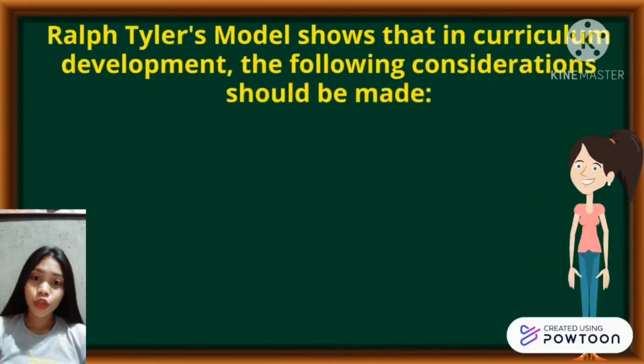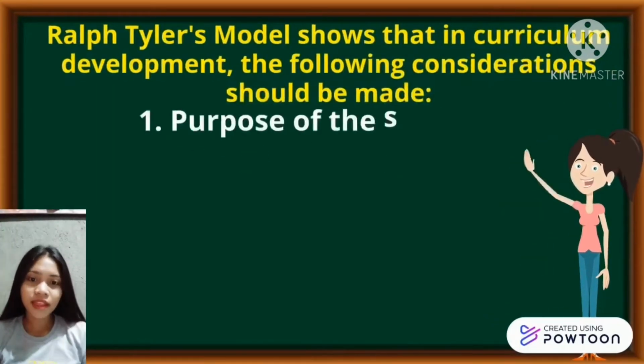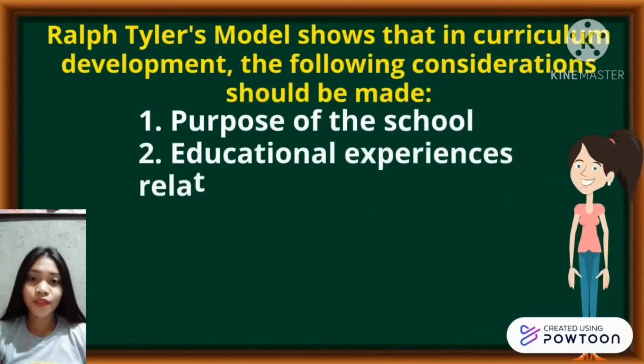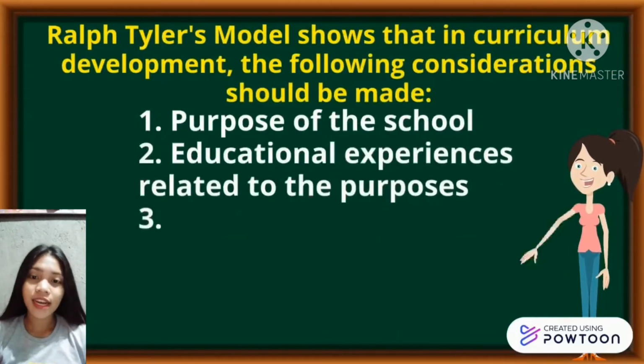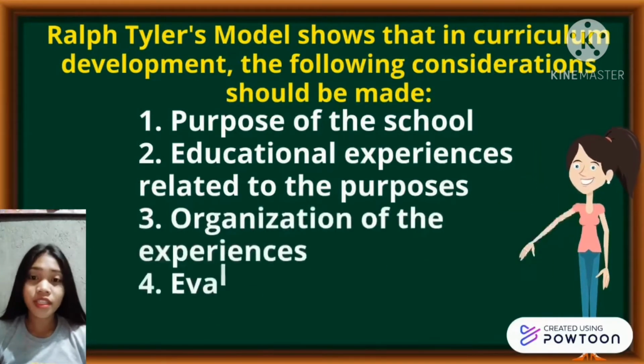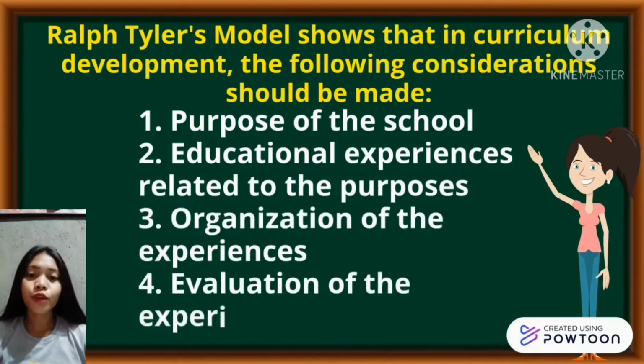So now, Tyler's model shows that in curriculum development, the following considerations should be made. The first one is the purpose of the school. The second one is the educational experiences related to the purposes. The third one is the organization of experiences. And the fourth one is the evaluation of the experiences.